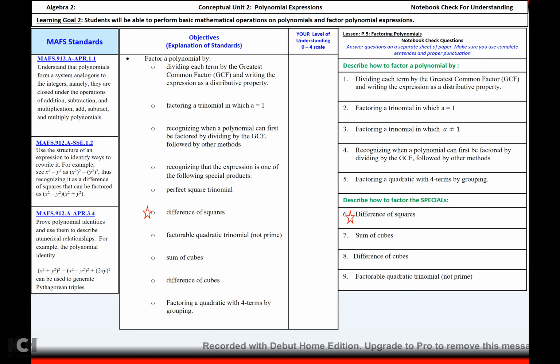So, how do you factor difference of squares? Bino, bino, plus and minus.